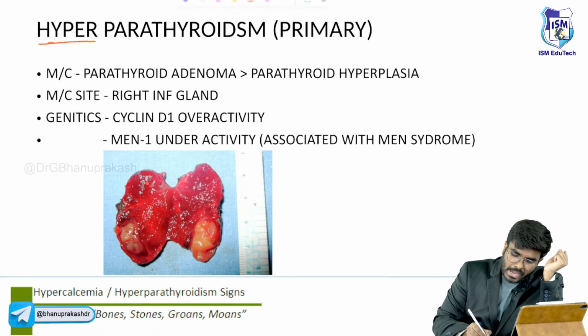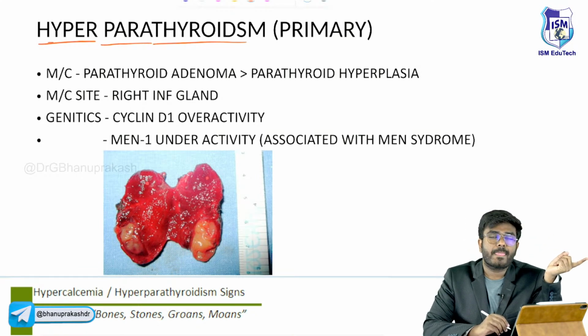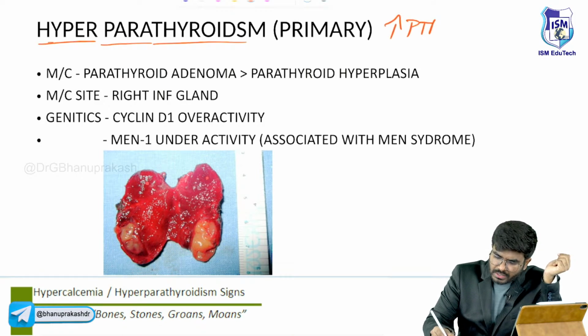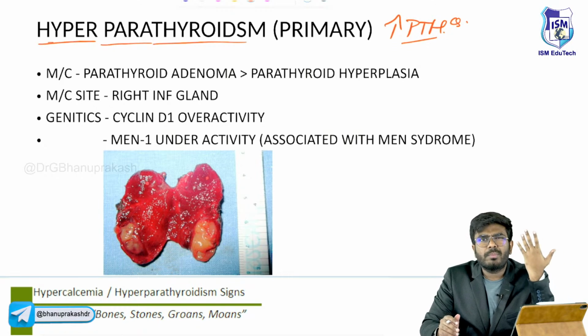There is hyperparathyroidism. In the name itself, it's there. Hyperparathyroidism, which means what? More amount of parathyroid hormone. Simple, high levels of parathyroid hormone. So what happens if there are high levels of parathyroid hormone? Simple and basic, right? More amount of PTH, more calcium is there in the body. Lots and lots of calcium will cause unnecessary problems.